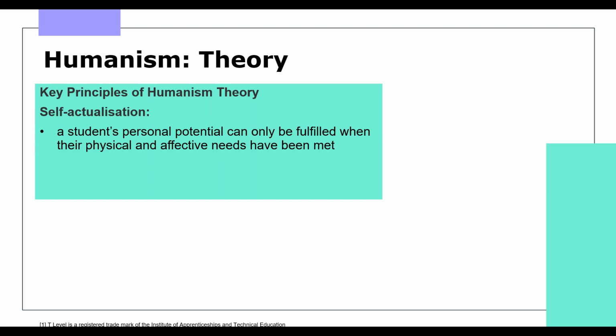Then we have self-actualization. This may be remembered from work completed on development and Maslow's hierarchy of needs. Self-actualization is a student's personal potential fulfilled when physical and affective needs have been met. For example, a student who hasn't had breakfast may come into the classroom feeling hungry, and until that need has been met, learning may not happen at their normal rate. They might not absorb the information from that day's learning.